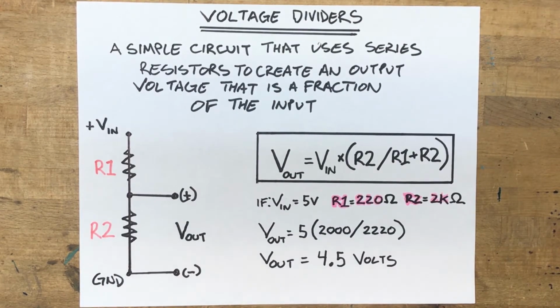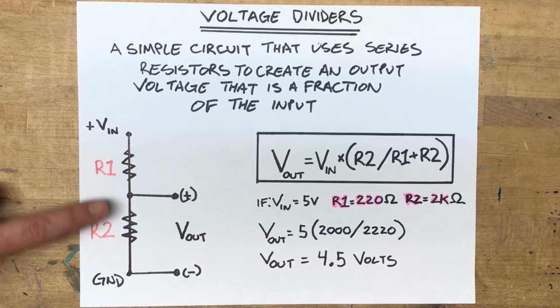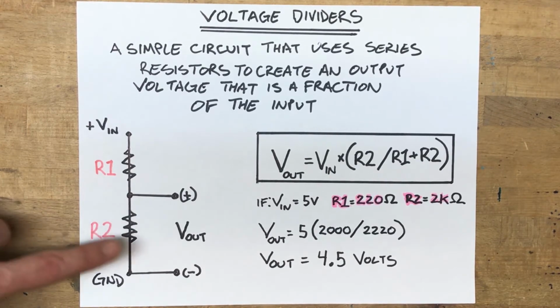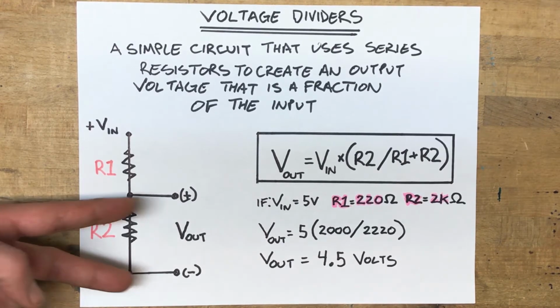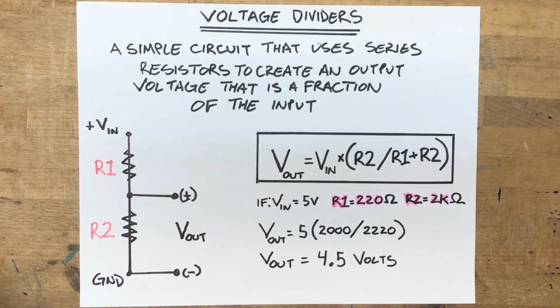Okay, voltage dividers. We can see it in the schematic on the left here. It's a simple circuit that uses 2 series resistors to make an output voltage that's fractionally a part of the input voltage. Now the last circuit we looked at with just resistors in series, that is also a voltage divider depending on where you take out from in between the resistors.